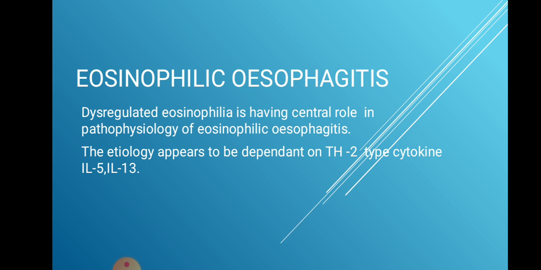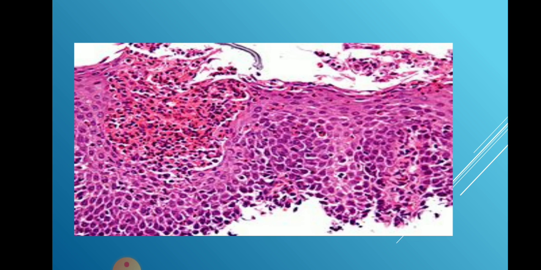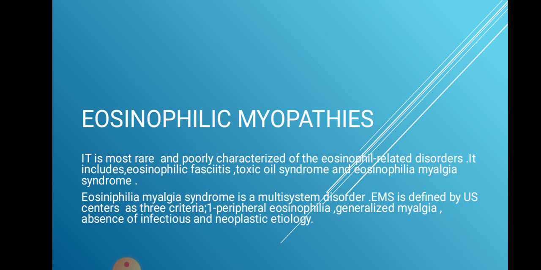Eosinophilic esophagitis. Dysregulated eosinophilia has a central role in the pathophysiology of eosinophilic esophagitis. The etiology appears to be dependent on Th2 type cytokines interleukin 5 and interleukin 13. This is the image showing eosinophilic esophagitis having eosinophilic infiltration of tissues.